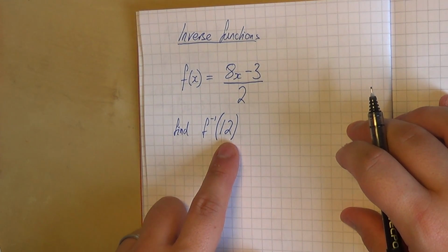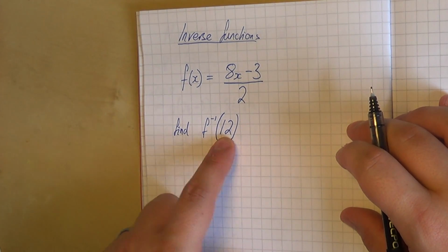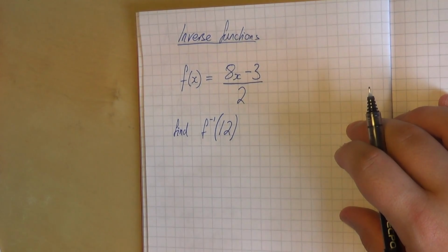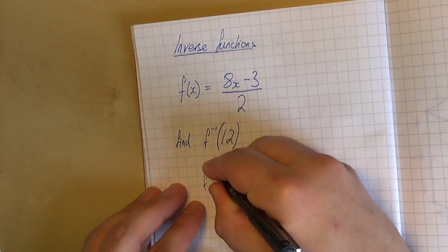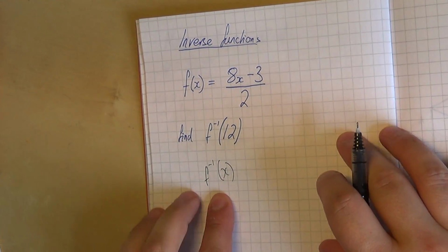So this is essentially asking us, what did we put in to get 12 out? There's a few ways to do this. I'm going to show you a way that covers all the different things you might be asked in this topic. So the first thing I'm going to find is the inverse of x. What's the general thing that will undo what I started with?